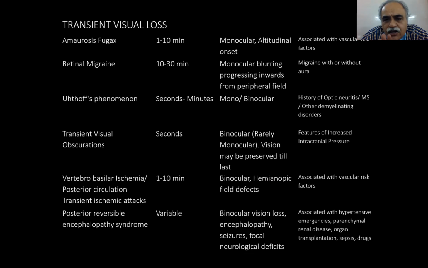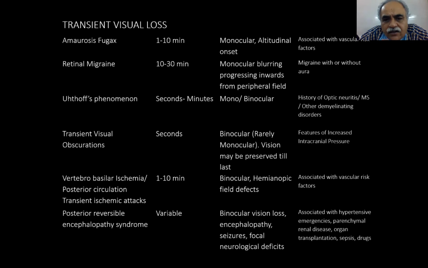It could be because of idiopathic intracranial hypertension, or it could be because of papilledema because of, say, a space-occupying lesion in the brain. Transient visual obscurations classically last for a few seconds, whereas visual loss which is atherosclerotic in origin, like amaurosis fugax, will last between 1 to 5 minutes, or maybe maximum 10 minutes. If you have visual loss lasting between 10 to 30 minutes, then you're looking at retinal migraine.